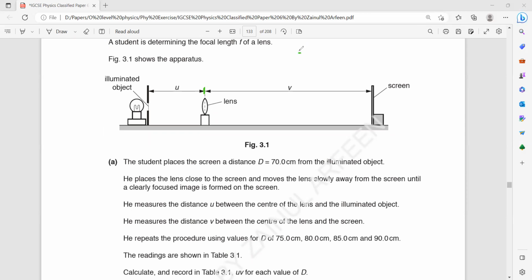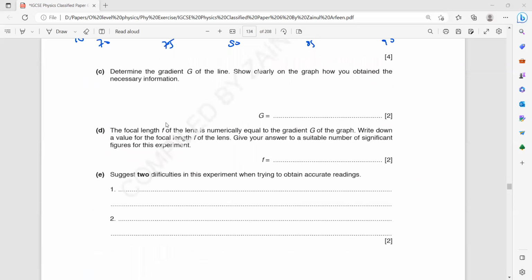Second thing, maybe this experiment is not done in a dark room. It should be done in a dark room, but if there is any other light source nearby, the image won't be clear on the screen, because you already have too much light in the room, so you won't be able to see the image on the screen. That is the second reason why you may not have an accurate result. So finding the exact position that gives the clear image is one thing. The room may be too bright, or it is difficult to measure the distance from the center of the lens to the object and screen.